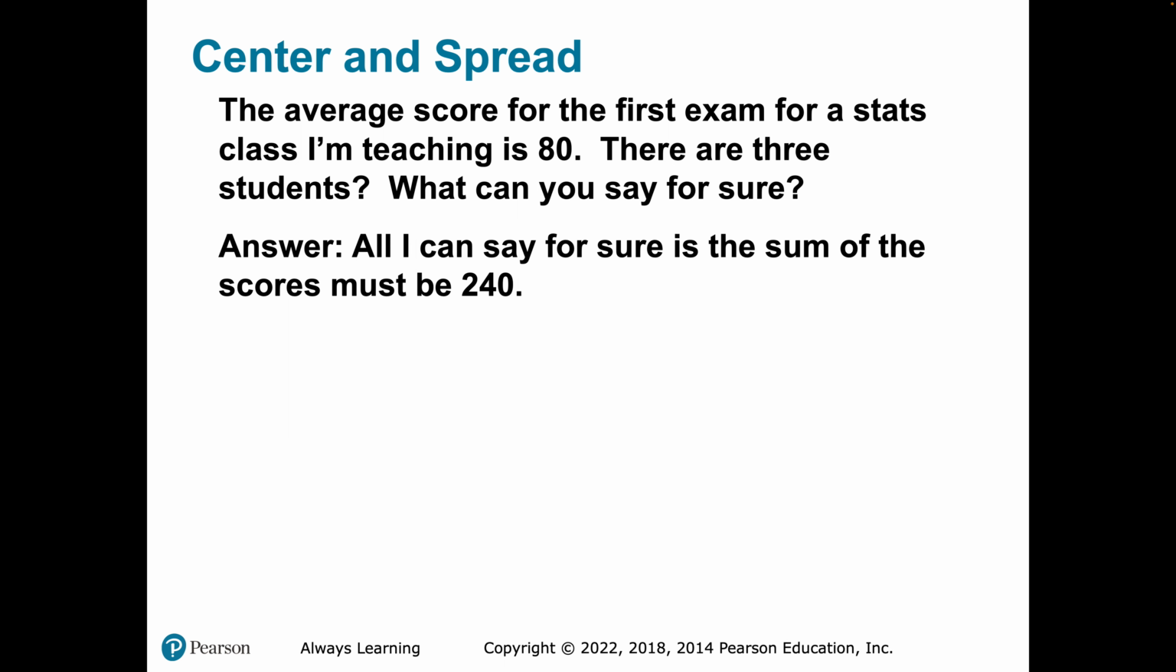Well, the only thing that I can say for certain is that the sum of the scores must be 240. Because we find the average by adding up the scores and dividing by how many students, or scores in general, that we have. So the only way that I can get an average of 80 is if I take the number 240 divided by 3, which obviously is 80.